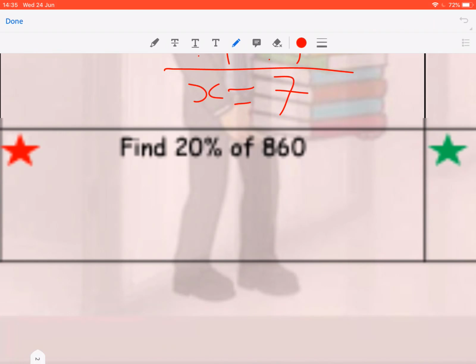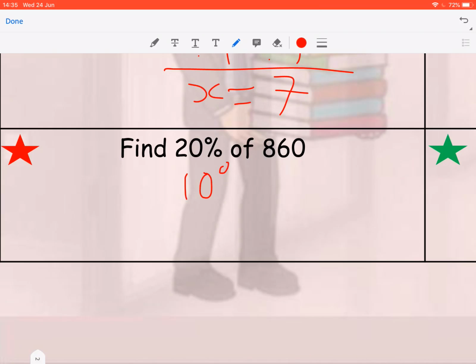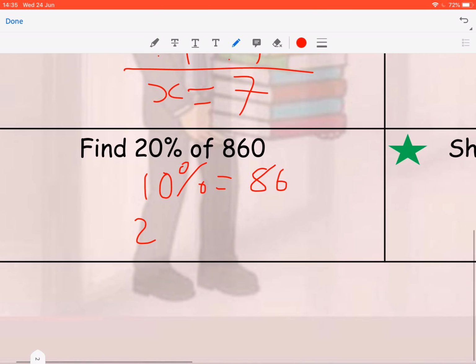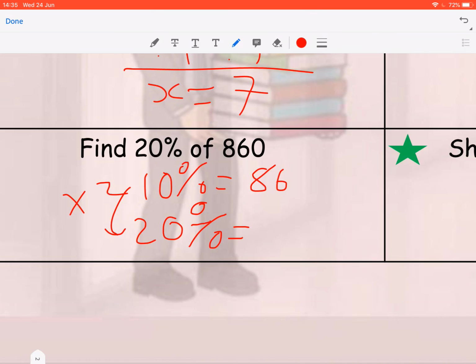20% of 860, okay, easy work. 10%, just chop off a 0 is 86. Then 20% would be double that amount. Times both sides by 2 is 172.